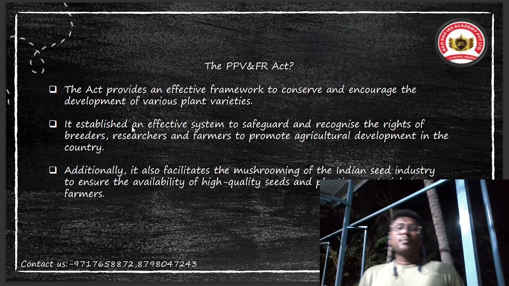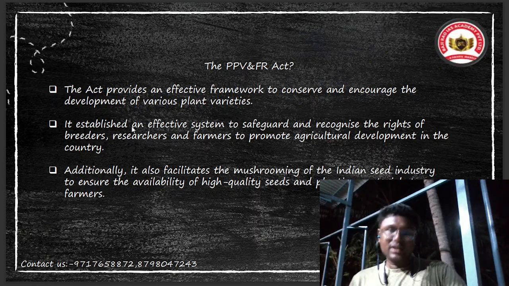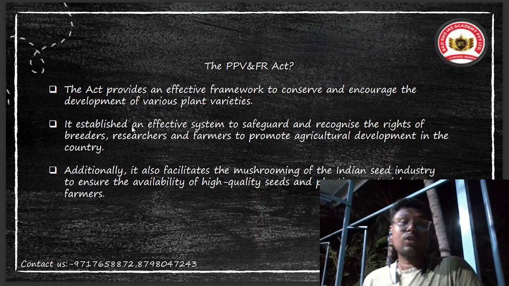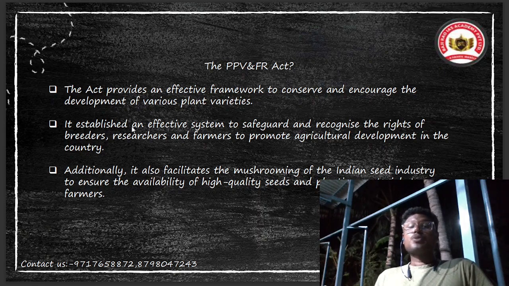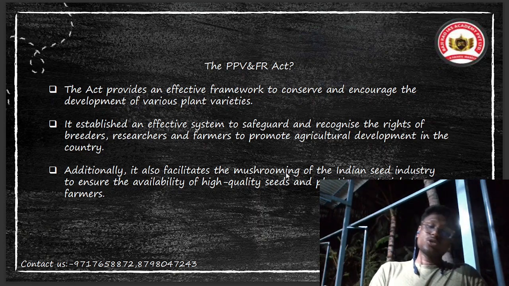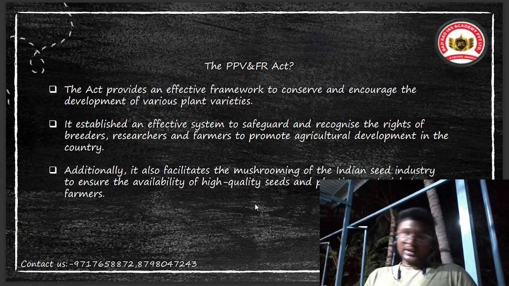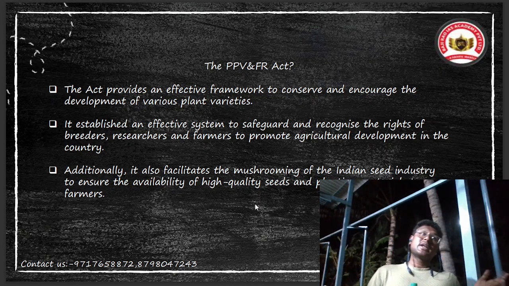What is this PPV and FR Act? This is the Protection of Plant Variety and Farmers Rights Act. This act provides an effective framework to conserve and encourage the development of various plant varieties. It also ensures effective management, safeguard, and recognition of rights of breeders, researchers, and farmers to promote agriculture development in the country. Additionally, it facilitates the growth of the Indian seed industry and ensures availability of high quality seeds and planting materials to farmers. Basically, guys, this act ensures that whoever produces a new seed variety will get a patent.